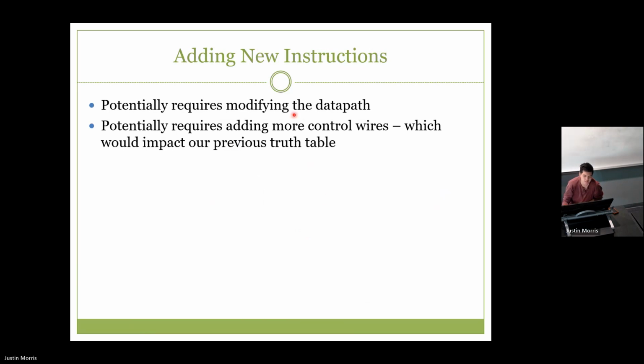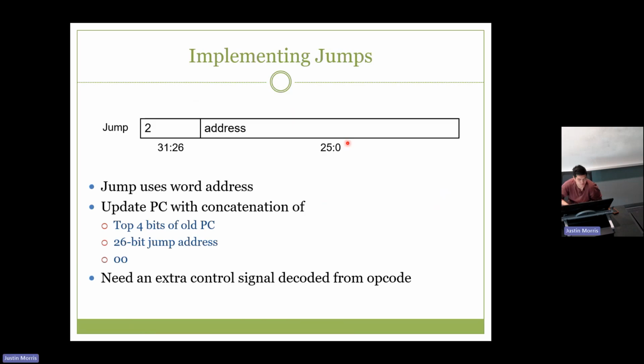So, like I mentioned, adding in new instructions potentially requires modifying the data path. And also potentially requires adding more control wires or signals, which would impact our previous truth table. So if we impact the truth table, we have to re-implement control. So if we wanted to implement jumping, right? This is not in our data path yet.